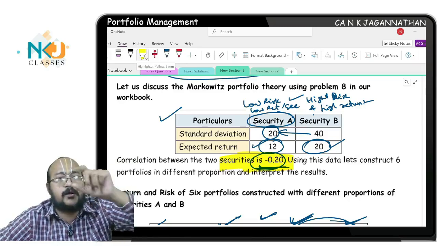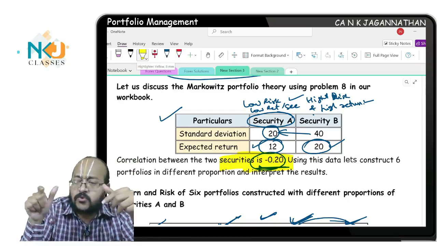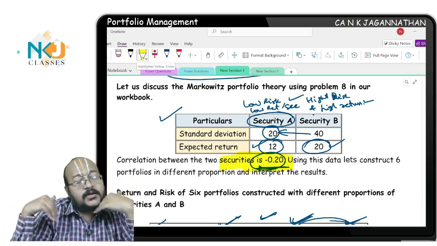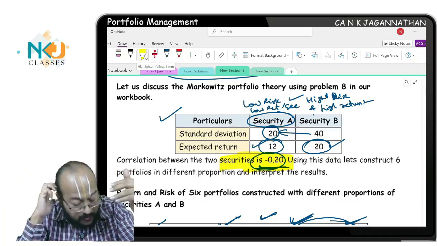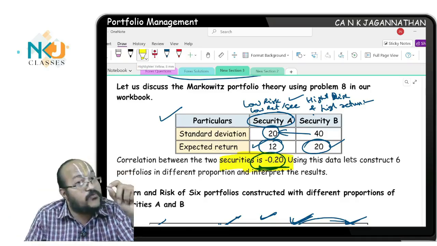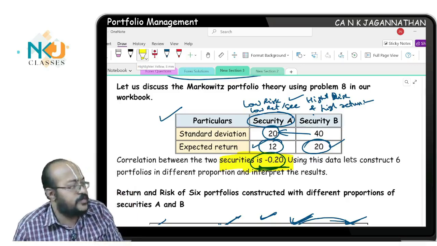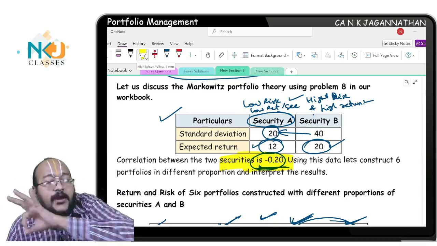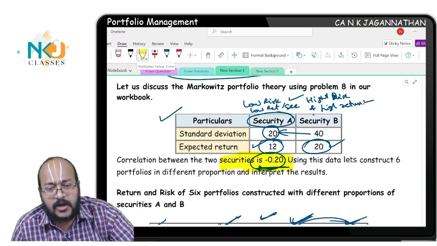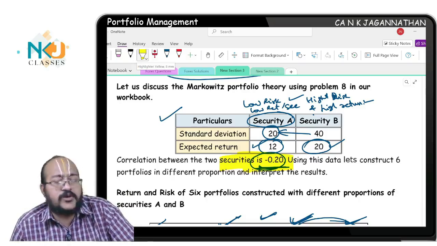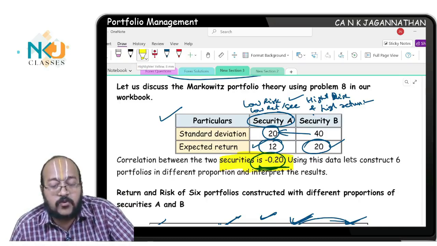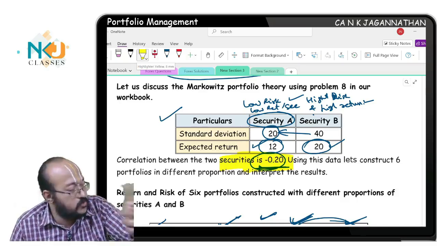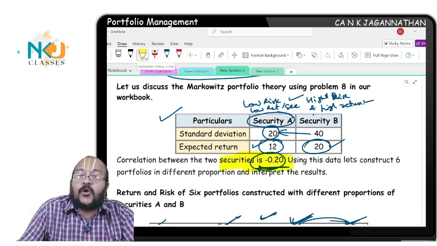The proportion I calculated: proportion of x is equal to sigma y by sigma x plus sigma y, and proportion of y is equal to sigma x by sigma x plus sigma y. Like this, we can even bring the portfolio risk to 0. You tell me, children, in this question, can I reduce the portfolio risk to 0? No, I cannot construct a zero variance portfolio. Whatever you try, you cannot reduce the portfolio risk to 0. Why? Correlation is not -1. If correlation is -1, you can do that. But here correlation is -0.2.